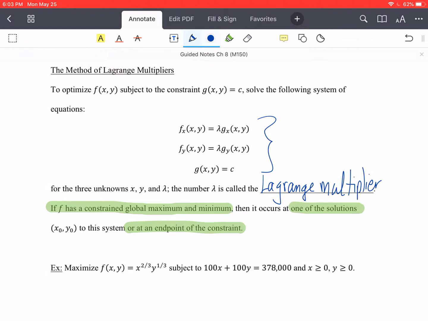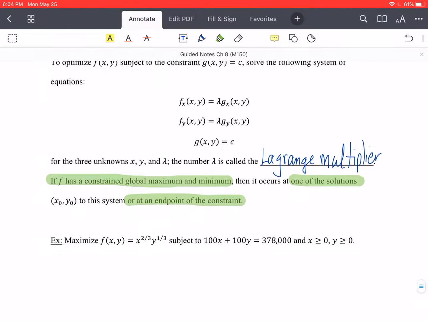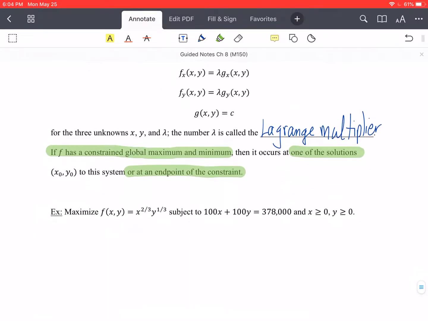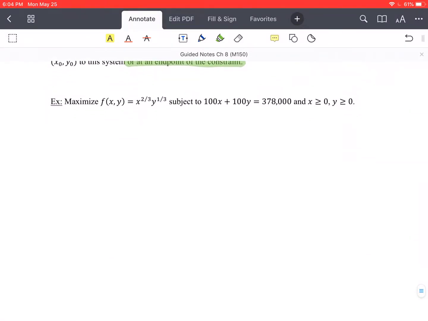As we go through these examples, we're not always going to need lambda, but sometimes we will. Each one of these problems relies on your creativity a little bit, because no two of them are necessarily solved the same way. So it's trial and error: solve the system however you need to in order to get the solution. Let's go back to that example we were working before.